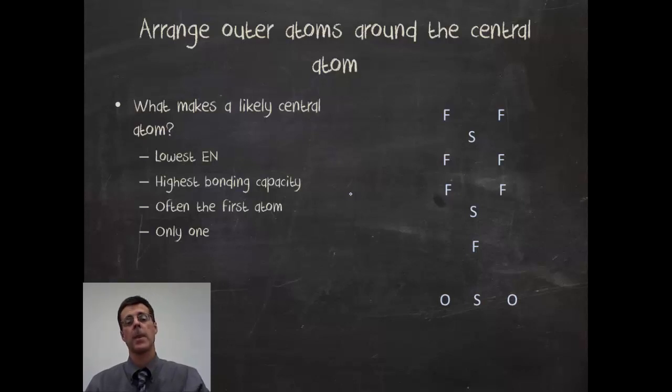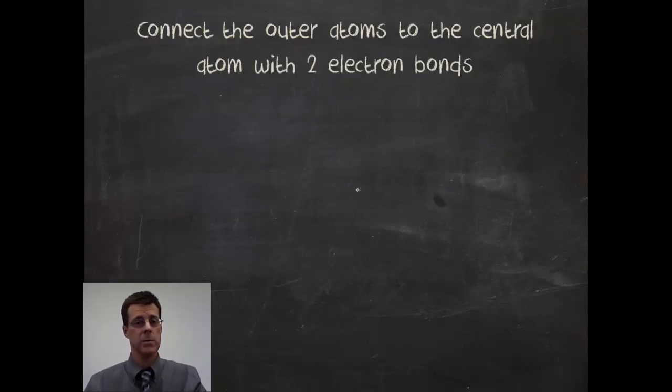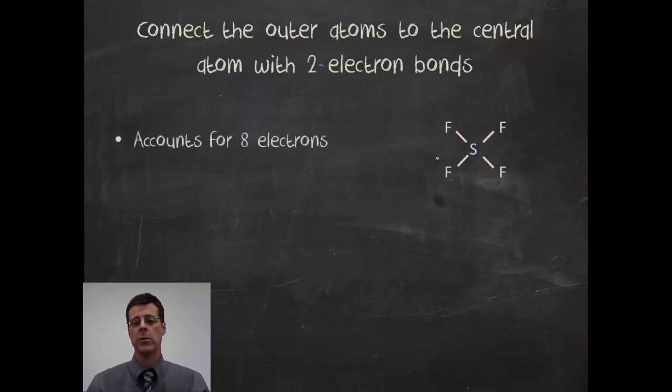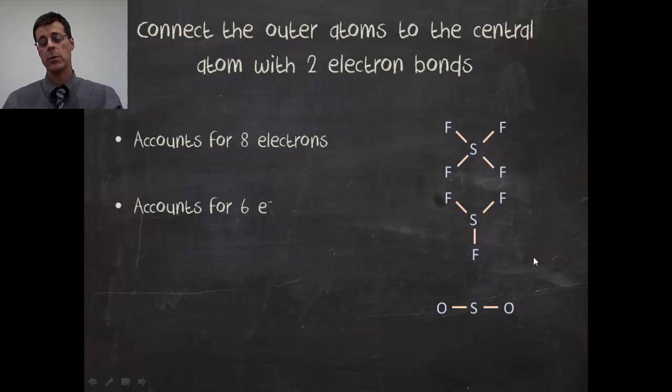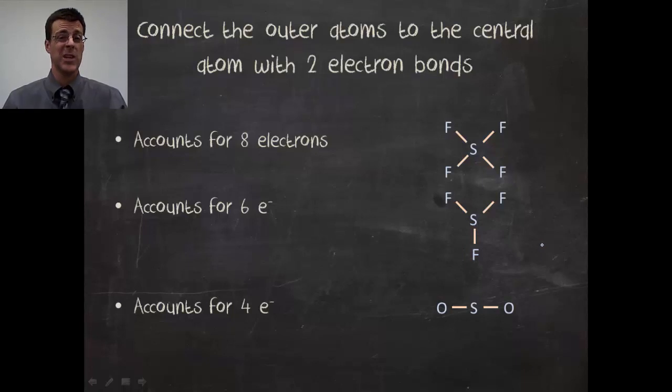Next step, connect the outer atoms, fluorines or oxygen, to the central atom, sulfur, with two-electron bonds. Now I don't mean two bonds, the two goes with the electron. So two electrons in one bond. So it's going to look like that. Well, that counts for 8 electrons: 2, 4, 6, 8. Doing that for the others, 6 electrons taken care of in bonds and 4 electrons taken care of in bonds. If I look at the total count, I've got a long way to go, but that's okay. We've got a few more steps to do.